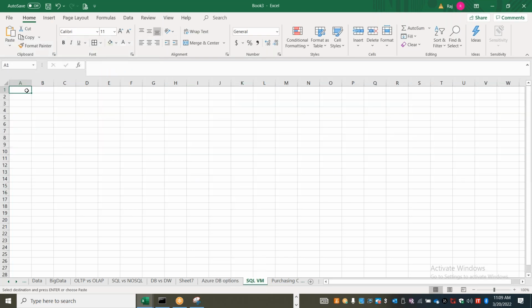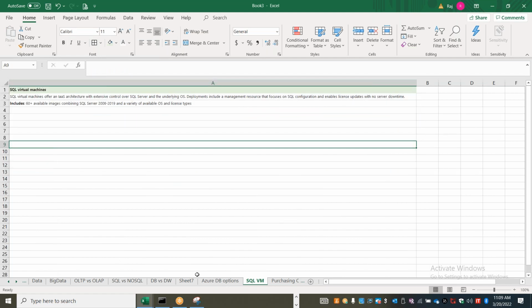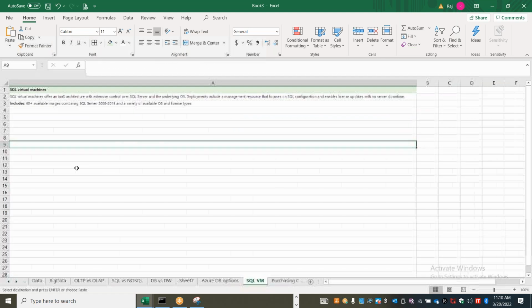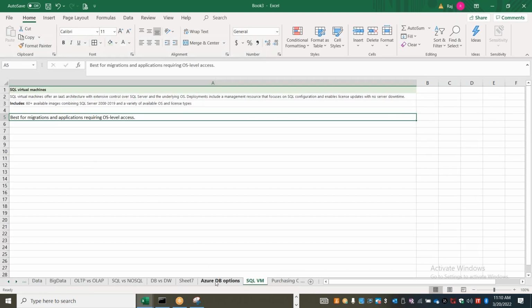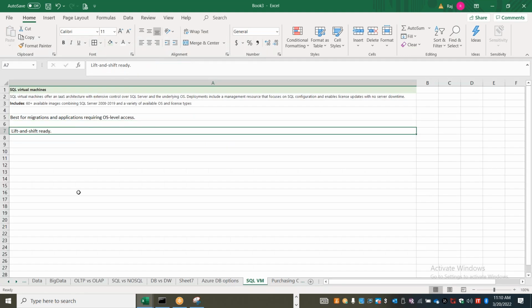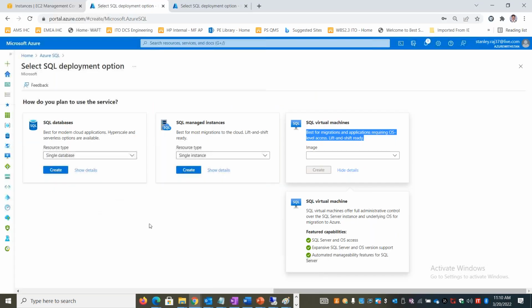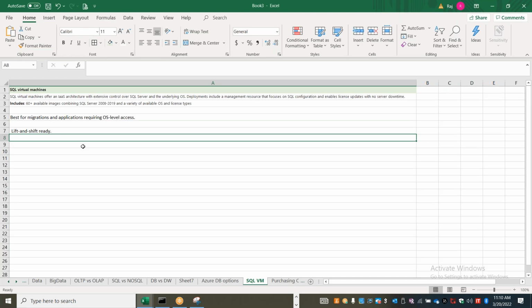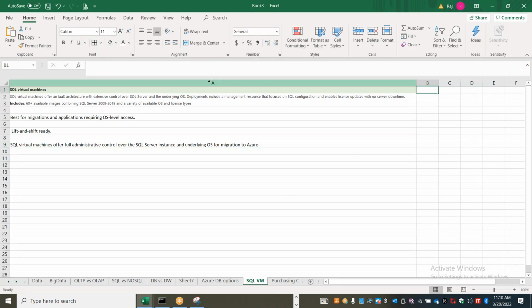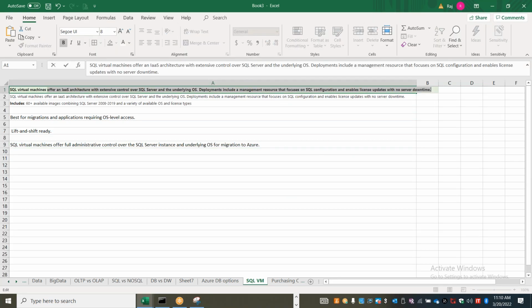You have a lot of varieties of options. You have 60 plus images available. This is mainly for lift and shift, and if you need OS level access. And if you have OS level access, you will also have complete control on your database layer as well. So it gives you full control on the OS level as well as on the SQL database level. That's the advantage you get if you go for SQL virtual machine. This is infrastructure as a service, the IaaS model.